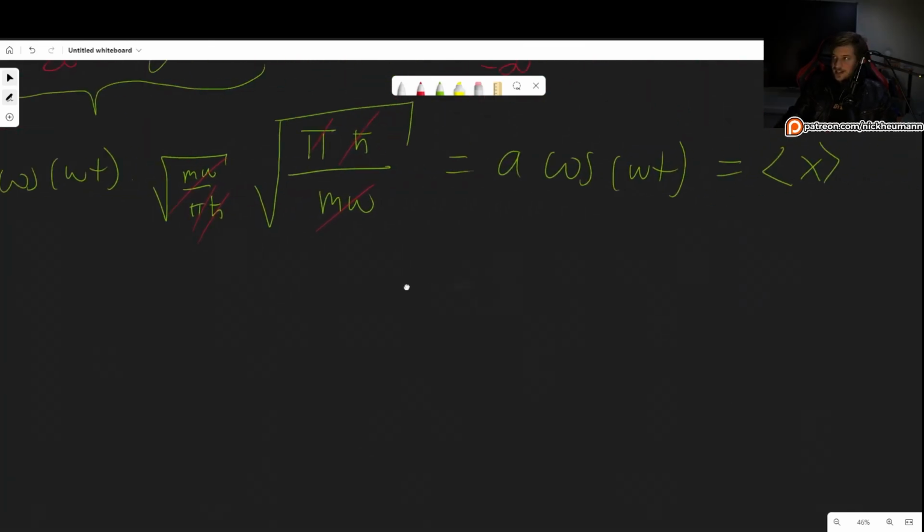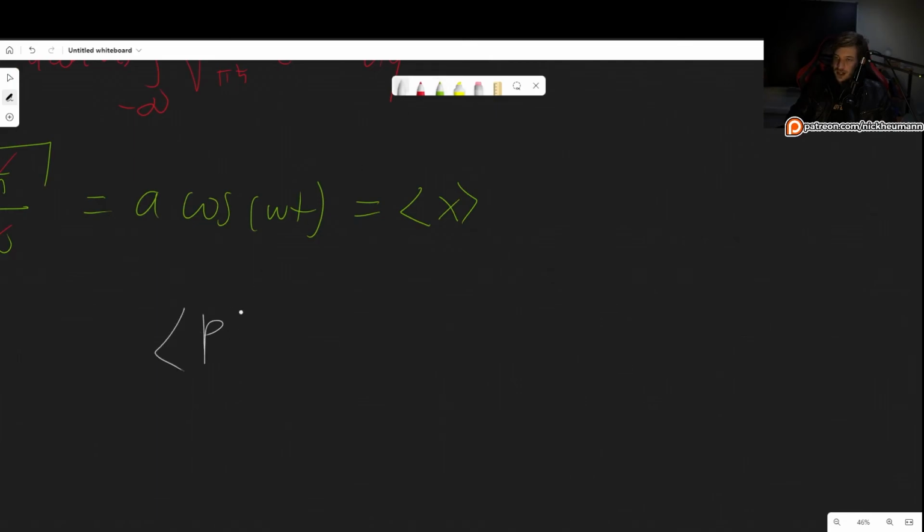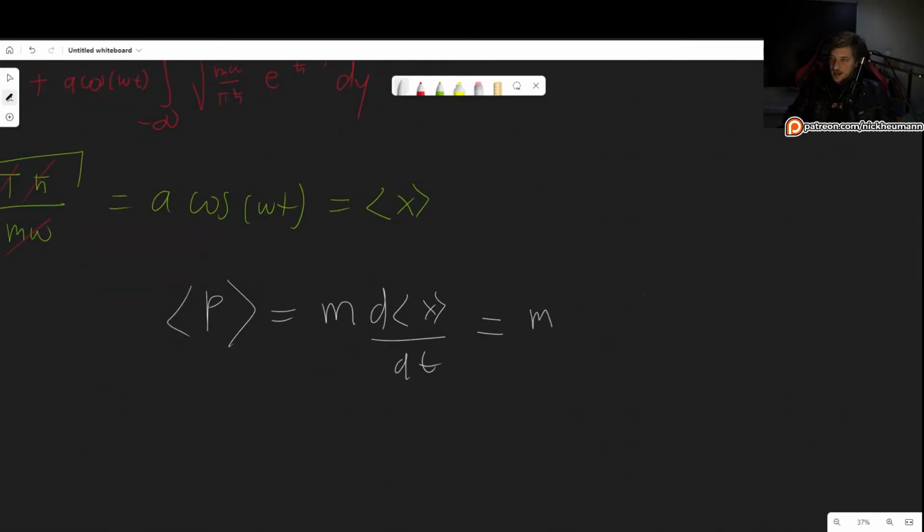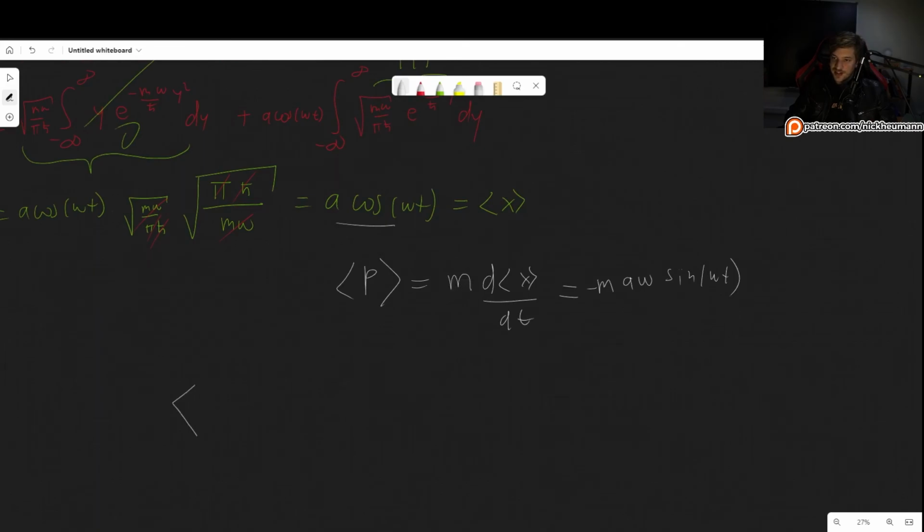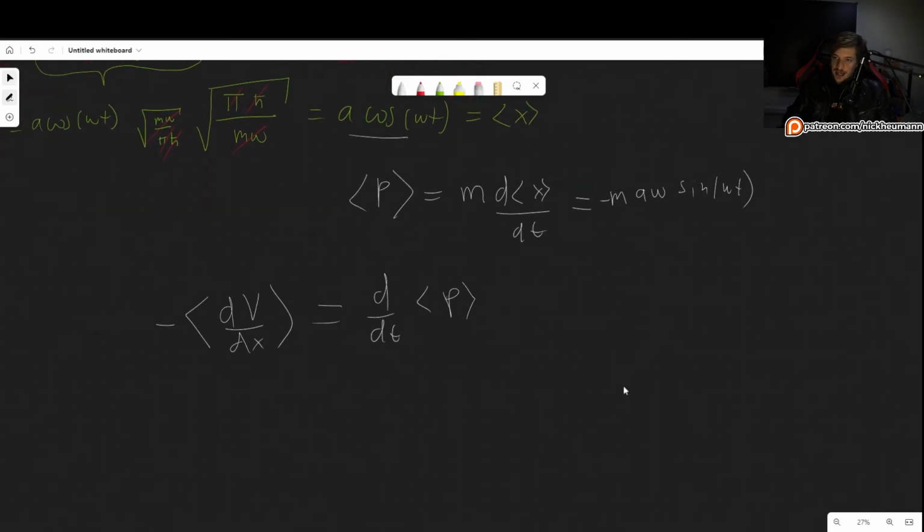Now, what is the expectation value of momentum? We know that it is m times the time derivative of the expectation value of x. So this is m, and then we differentiate, and we get minus a omega sine of omega t, so minus m a omega sine of omega t. Now we want to check the Ehrenfest theorem, which tells us that minus the spatial derivative of the potential has to be equal to the time derivative of the expectation value of momentum. Since our potential is one half m omega squared times x squared, we have to take the derivative of x squared with respect to x, which is simply 2x.